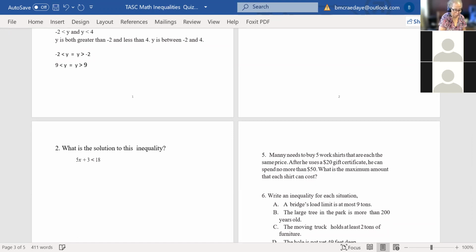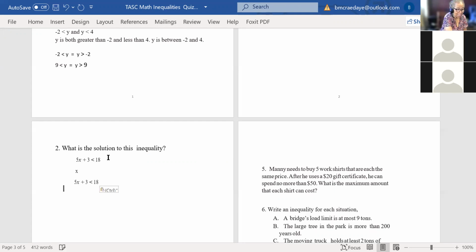X is equal to 3. Equal? Greater than 3? Let me see. No, less than 3. Sorry, less than 3, right? Yeah, less than 3. And 5. So this was easy, because this is mental math, right? Okay. Very good. So you got x.